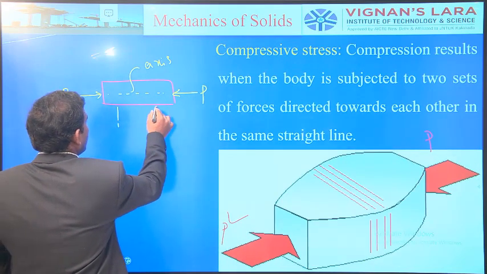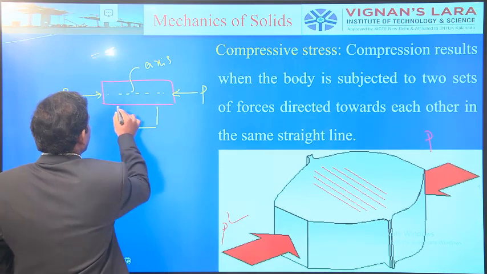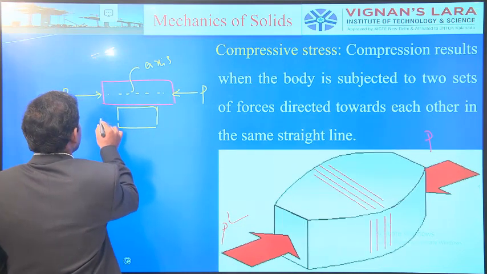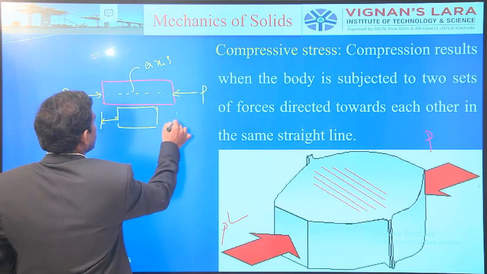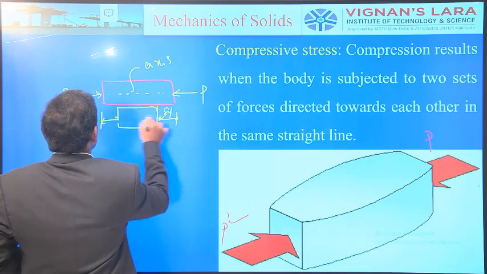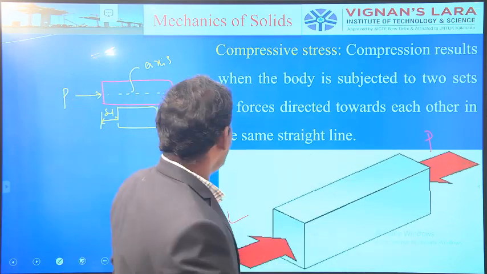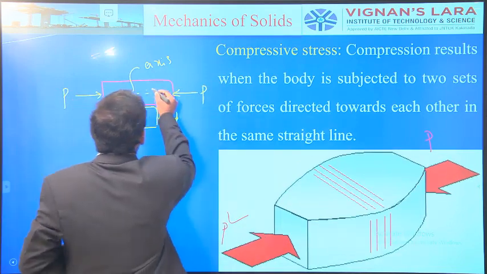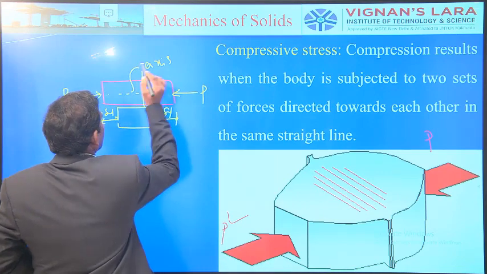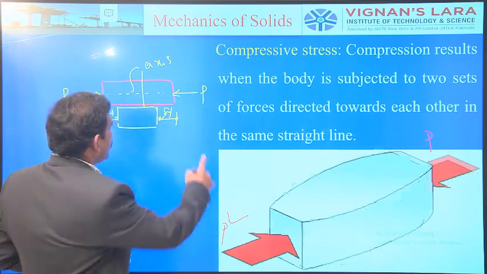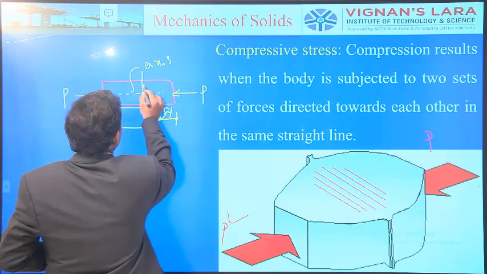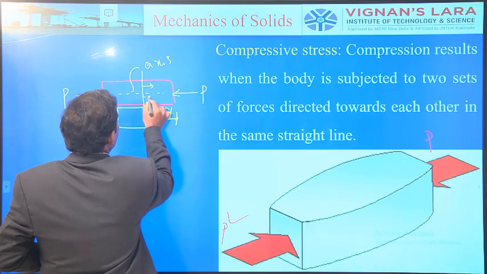Here itself there is a change in dimension. What happened here? This is the decrease in length. So this is delta L, and again this is also delta L. In both cases the change in length is represented by delta L. Here itself there is a resistance offered by the body subjected to the applied force P.